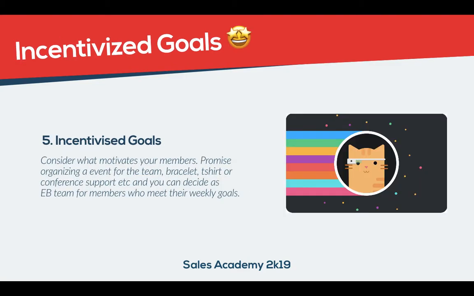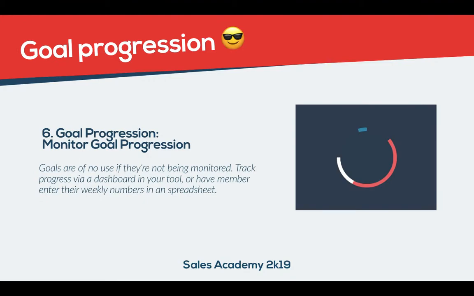Step number 5 is called incentivized goals. It means that you should really consider what motivates your member. Maybe you can set together with your team some special prize or recognition, let's say a team dinner or going to an escape room after you have reached a certain target. It will help your people to keep striving for something they want to do together as a team and feel extremely motivated and charged for even better results in the future.